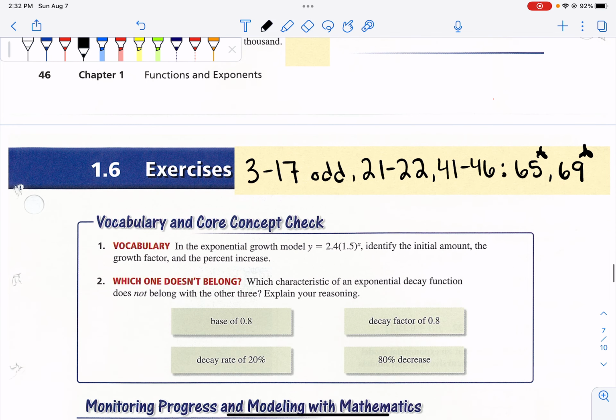What I want you to do for your homework is 3 through 17 odd, 21 through 22, 41 to 46, and then number 65 and 69. Remember, the stars don't mean only do it if you want. The star means they're going to be a little bit challenging, but I want you to try them. Maybe I'll just take the stars off. Maybe the stars is making you just not even try. I don't know. But try them. It's good for your brain.